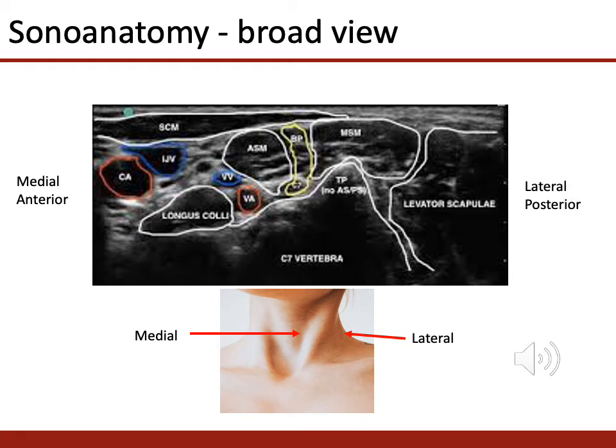We have our carotid artery, internal jugular vein, and then we have our vertebral artery and vein exiting from the anterior aspect of the C7 vertebra. The muscles we see in cross-section are the sternocleidomastoid muscle, levator scapulae at the lateral posterior aspect of the neck, and the longus colli muscle. These muscles may or may not appear as distinct structures depending on the patient.